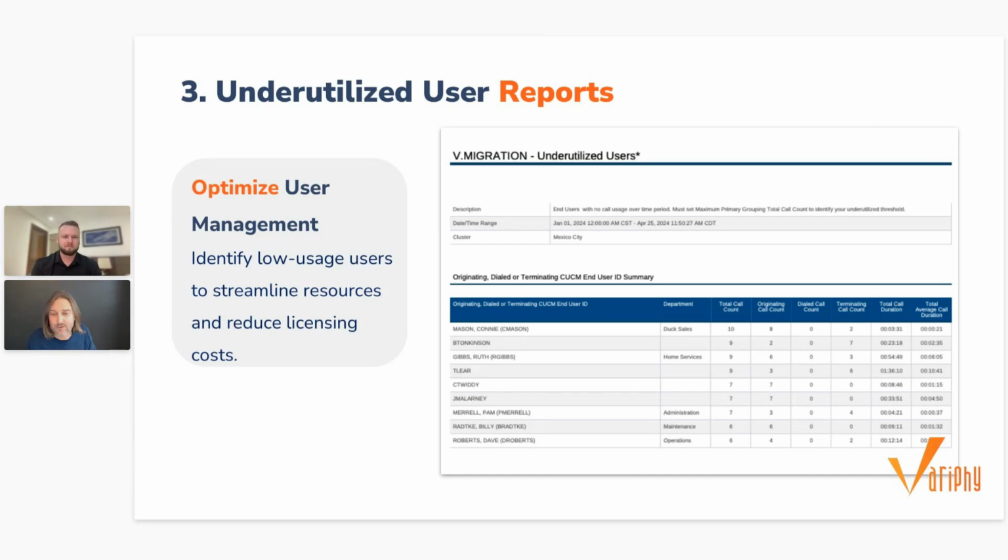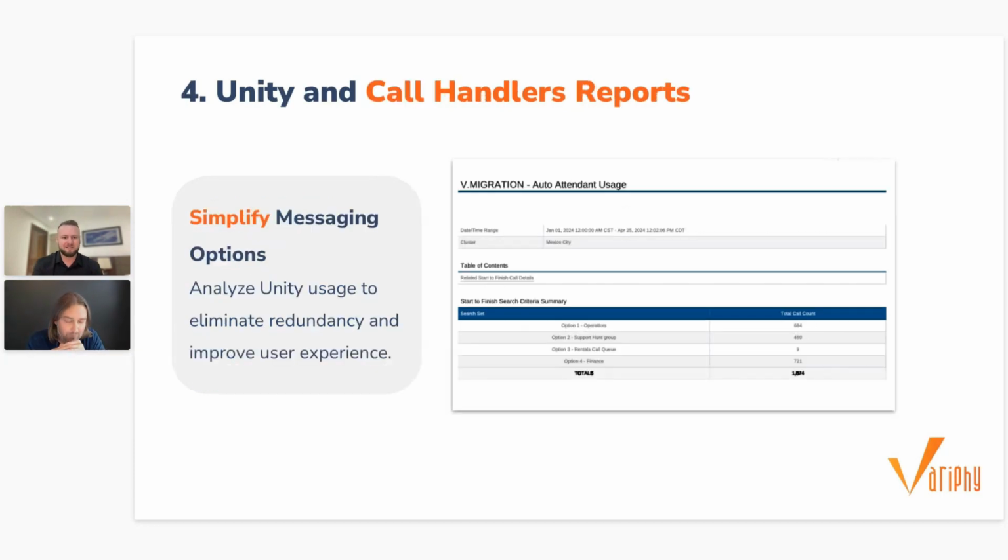Does that phone sitting in the server room really serve a purpose and have that much value that it needs to stay there and carry over to my new environment? Okay, so highlighting some of those common area phones that you might not need. Keeping things moving: Unity and call handler reports.